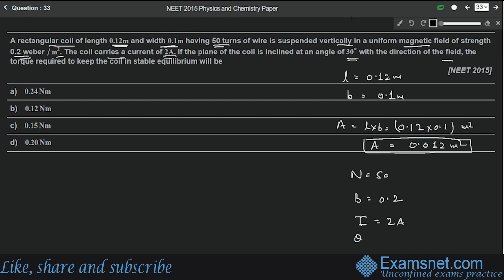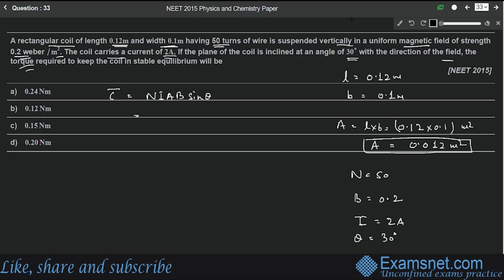Theta is 30 degree, right? The plane of the coil is inclined at an angle 30 degree with the direction of the field. So the theta is 30 degree. We have to find the torque required to keep the coil in stable equilibrium. So the required torque will be equal to NIAB sine theta. This is the formula. Okay, you have to remember this formula.